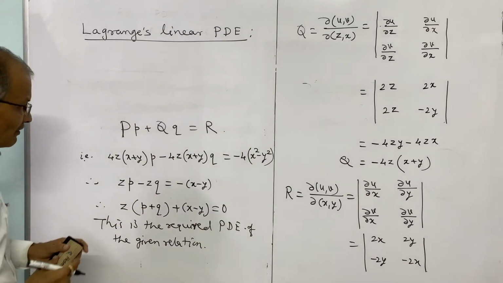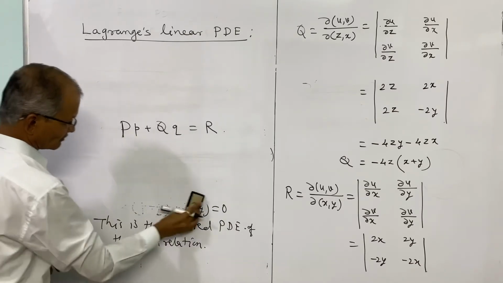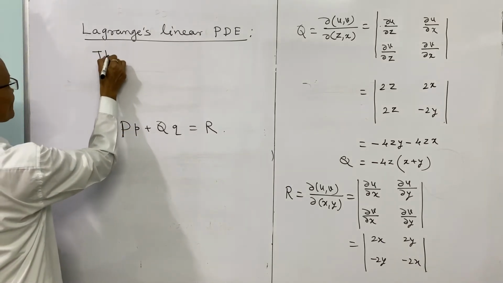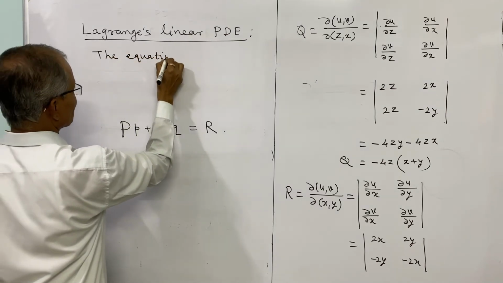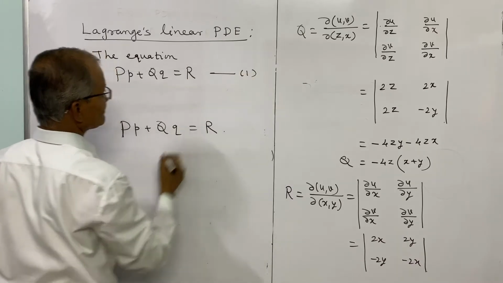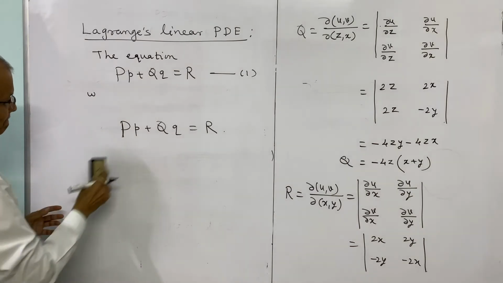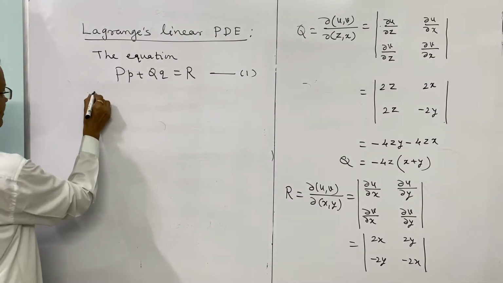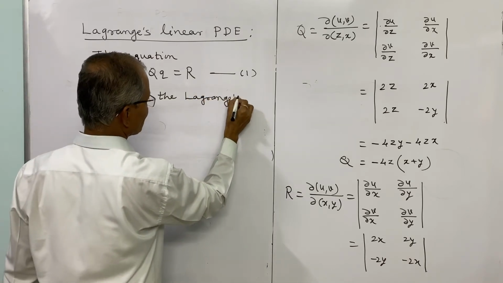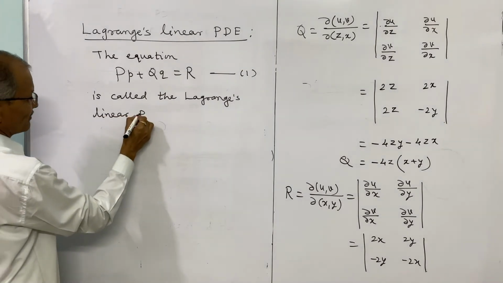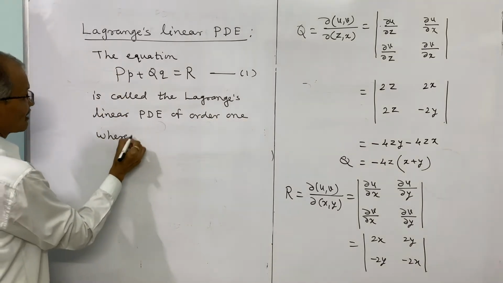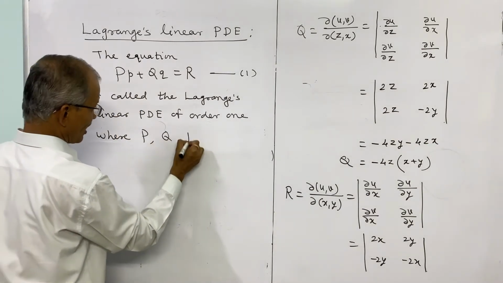Lagrange's linear partial differential equation of first order. The equation is called the Lagrange's linear PDE of order 1, where these capital P, Q, R are functions.